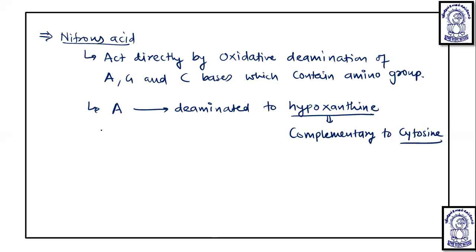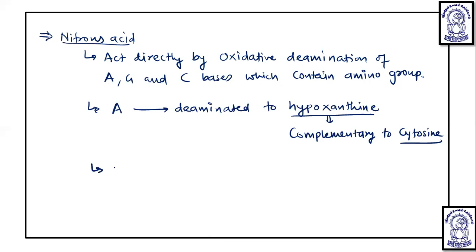So actually what is given? Adenine pairs with thymine. But if adenine gets converted into hypoxanthine, it is not going to pair with thymine where earlier adenine was pairing. So the particular bond between hypoxanthine and the T which is present opposite to the A will not form. So it will cause a particular difficulty in replication.